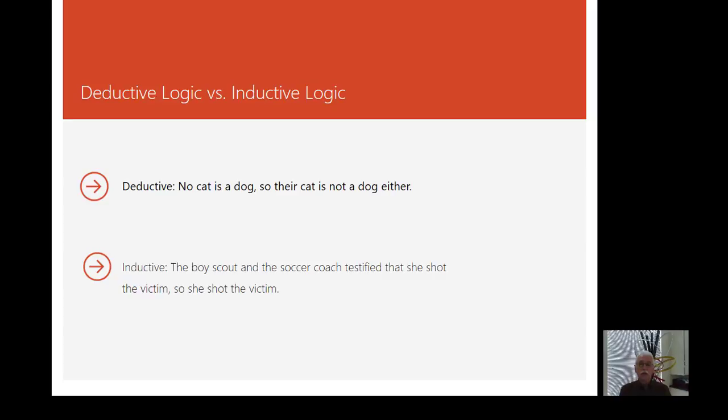The inductive argument there, the Boy Scout and the soccer coach are giving testimony in court. They both testify that the victim was shot by this woman. So the conclusion is she shot the victim. It's probable, maybe enough to get her convicted, but it doesn't follow with the same kind of certainty that the argument above about the cat and the dog does. So when we distinguish deductive from inductive arguments, we're really looking into the intention of the speaker, the arguer.